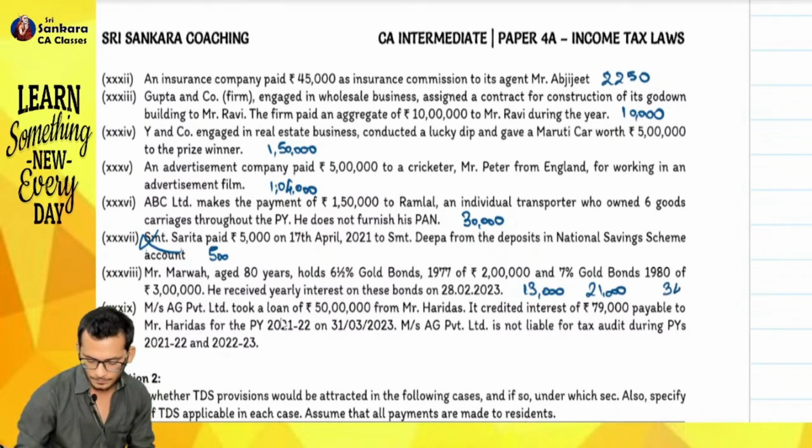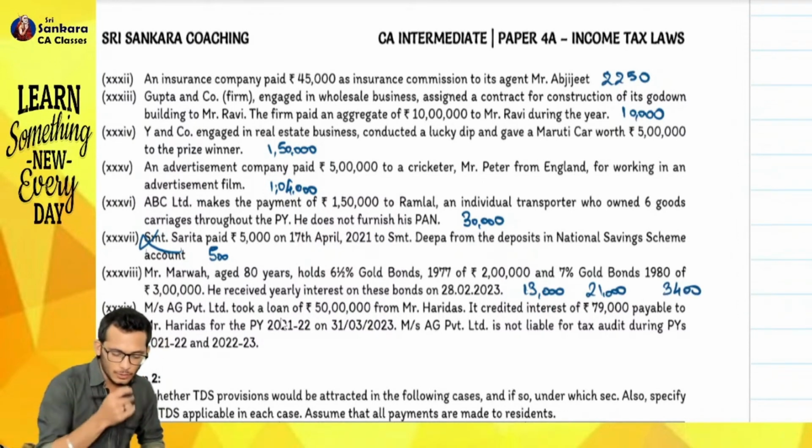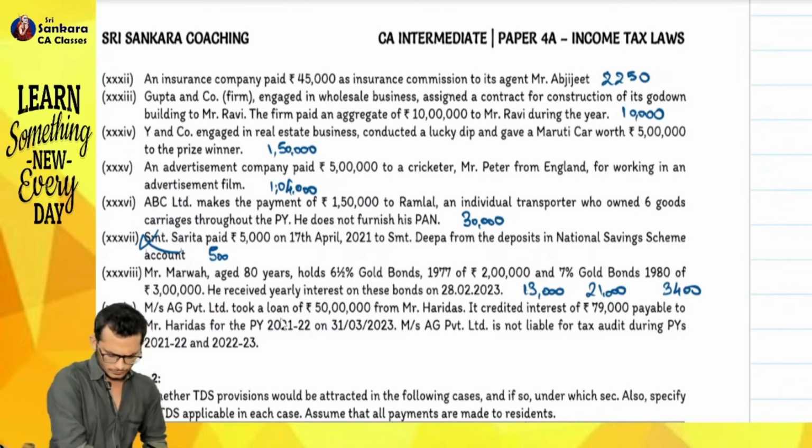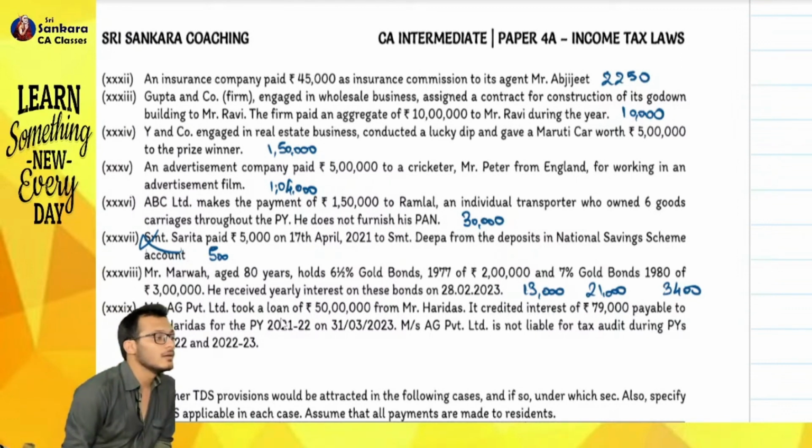Last question. M/s AG Private Limited took a loan of 50 lakhs from Haridas. It credited interest of 79,000 payable to Haridas for previous year 21-22 on 31st March 2023. AG Private Limited is not liable to tax audit. TDS will apply.